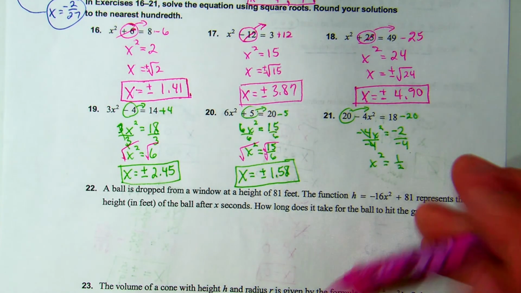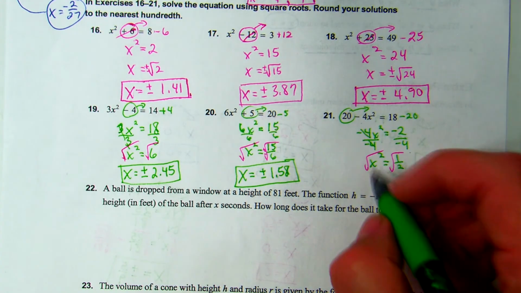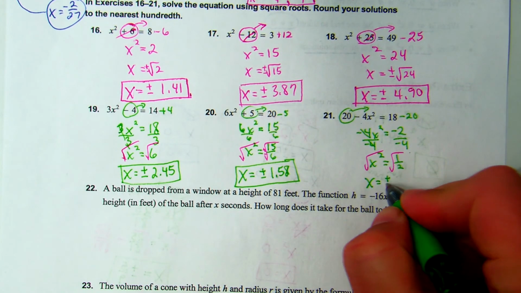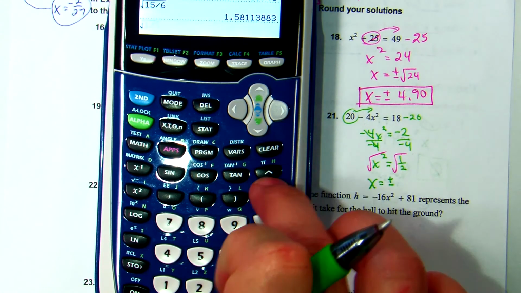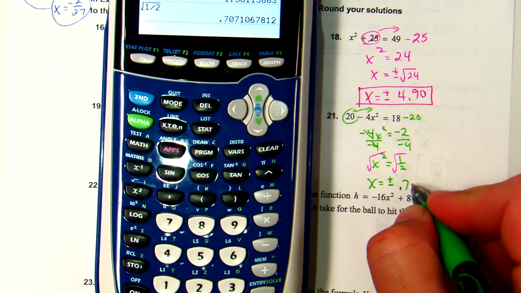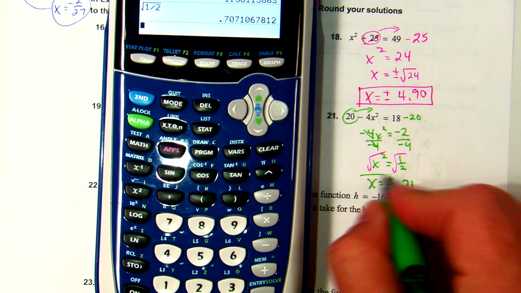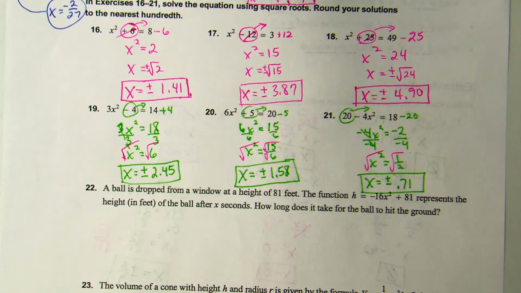And so again, we'll take the square root of both sides, and that means that x is going to equal plus or minus the square root of 1/2. So we'll take 1 divided by 2, square root of that. We'll have 0.71. 0.71 should be the answer for number 21.